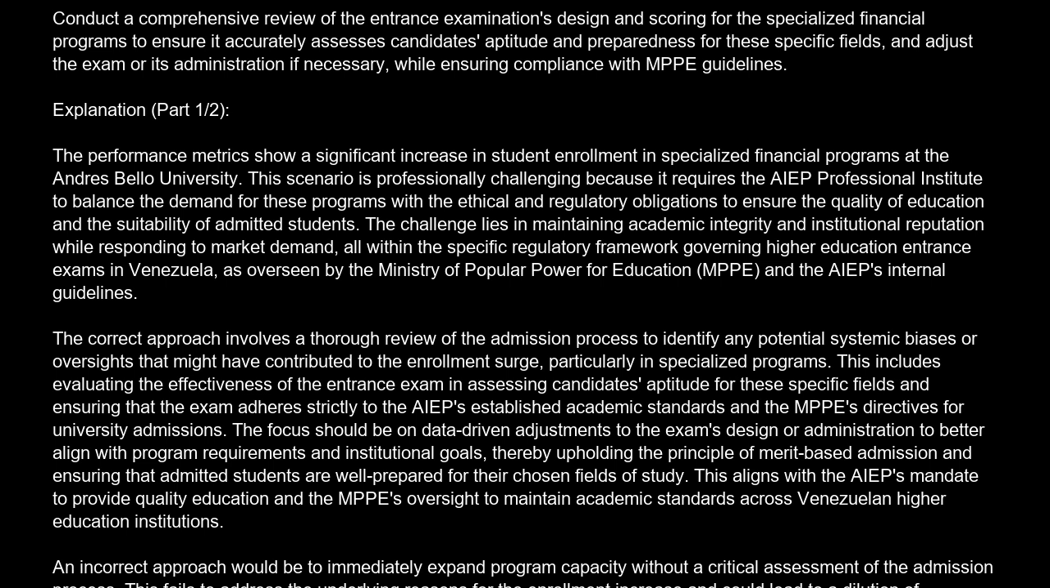This includes evaluating the effectiveness of the entrance exam in assessing candidates' aptitude for these specific fields, and ensuring that the exam adheres strictly to the AIEP-established academic standards and the MPPE directives for university admissions. Focus should be on data-driven adjustments to the exam's design or administration to better align with program requirements and institutional goals, thereby upholding the principle of merit-based admission and ensuring that admitted students are well prepared for their chosen fields of study. This aligns with the AIEP mandate to provide quality education and the MPPE oversight to maintain academic standards across Venezuelan higher education institutions.